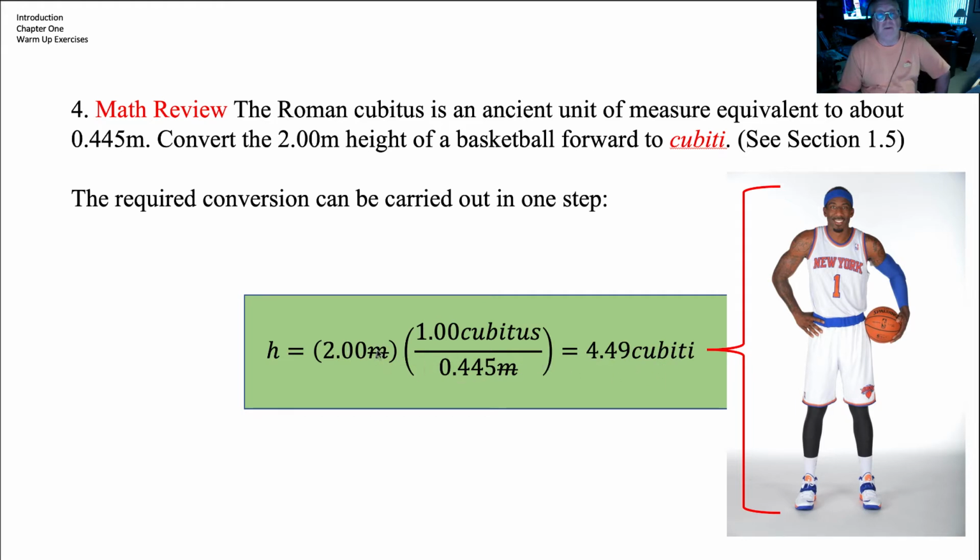Okay, so in this case, you notice how we set up the problem. We always set up the problem so that the old units cancel out. So we have meters in the numerator, meters in the denominator. The new unit we're looking for is cubitus. So we end up with a value now with cubitus as our units instead of meters.